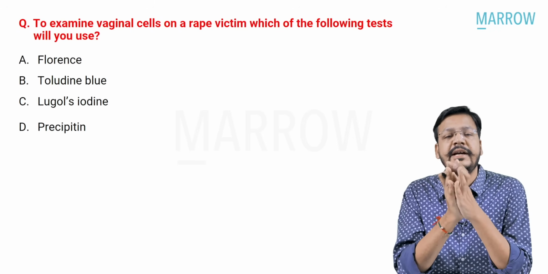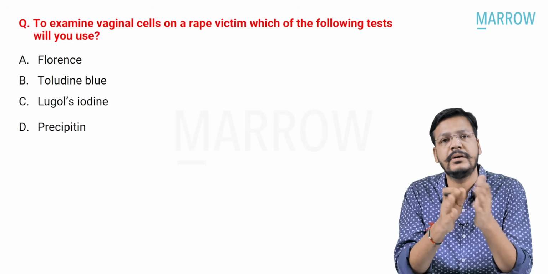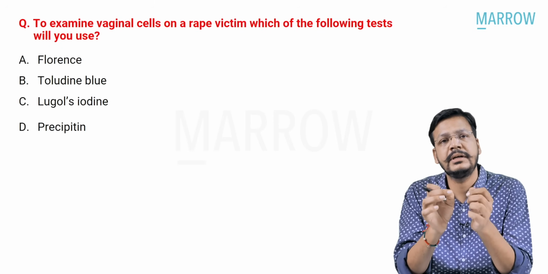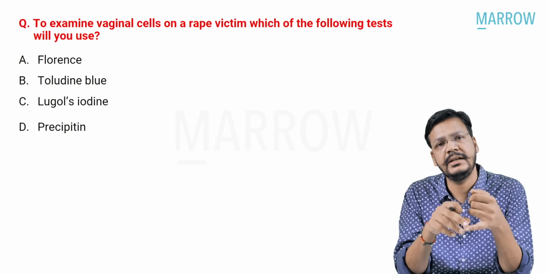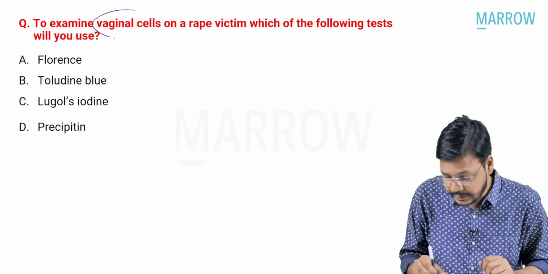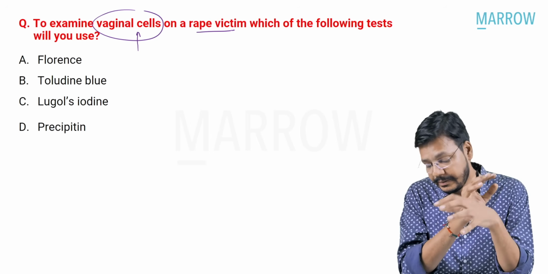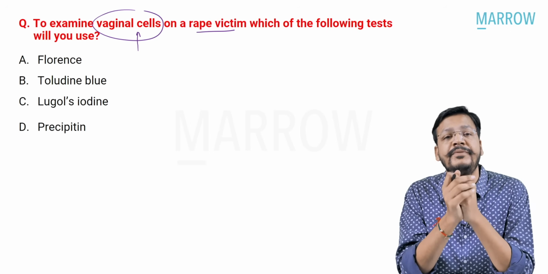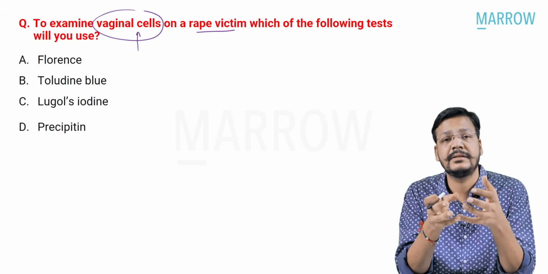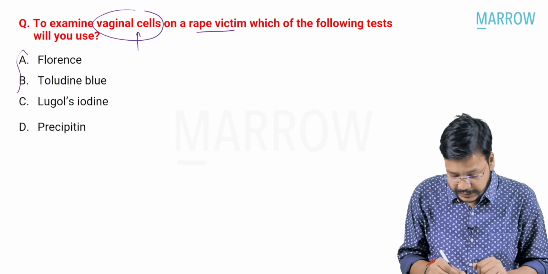Now, my dear friend, the second question. I have seen in most exams, NEET PG or INI CET, one question is asked about the traces of evidence: blood stain, seminal stain, hair. This question is about the vaginal cells, how to examine the vaginal cells on a rape victim. Sometimes you can get a question on the accused's penis, how to examine for vaginal cells. First we'll see the options.